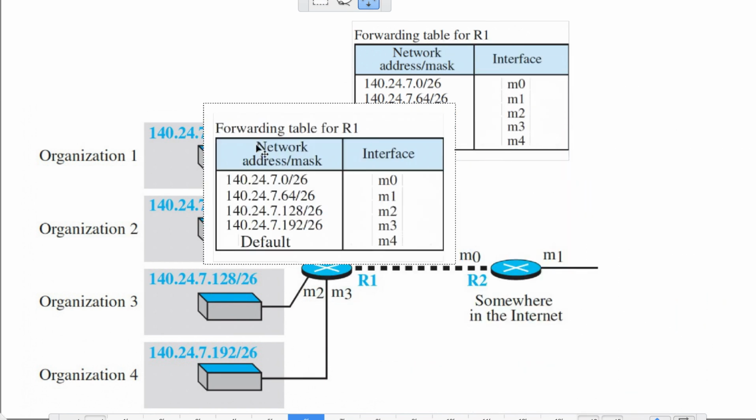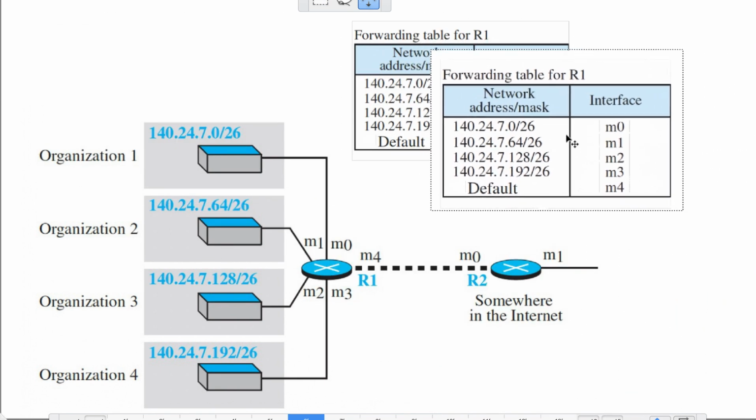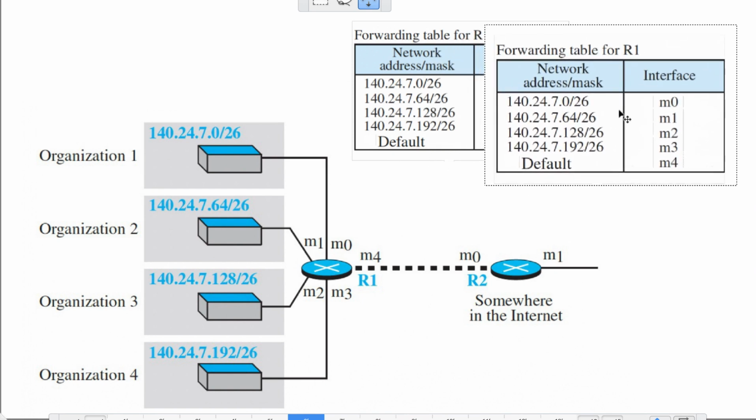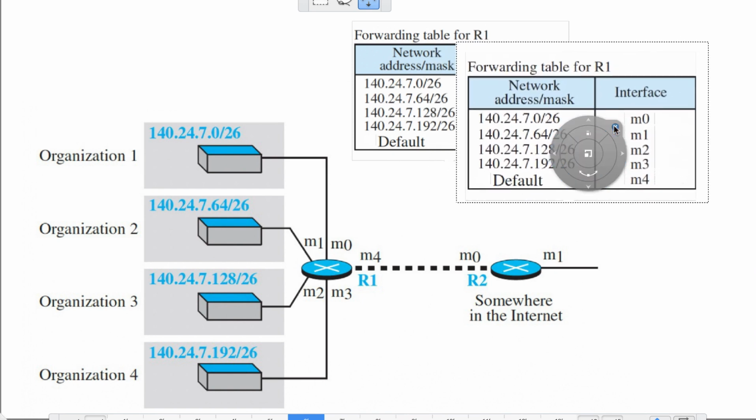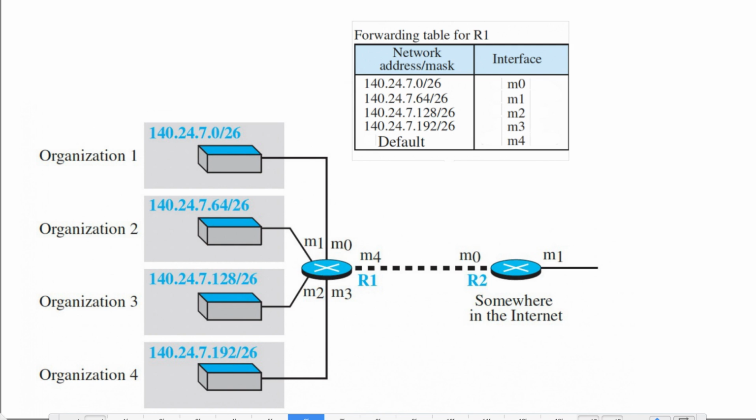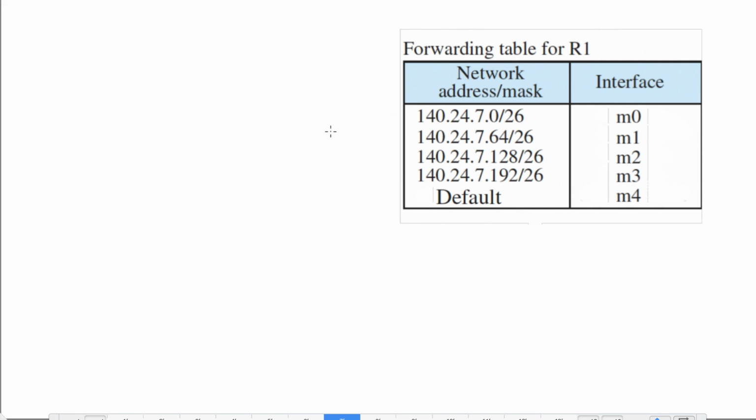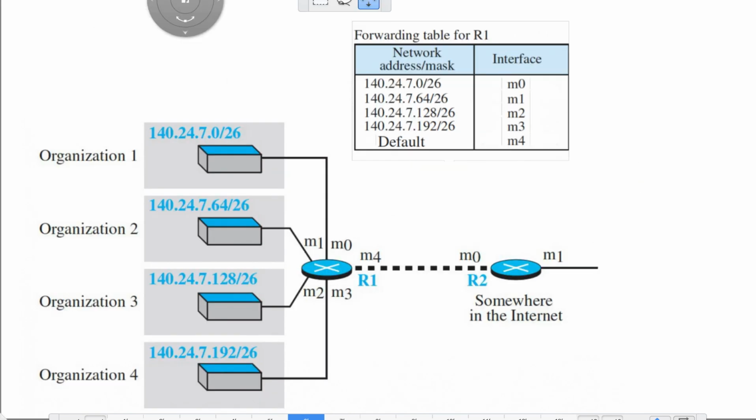I don't know where to put it. Maybe let me put this in the next page. This is the routing table for, let's suppose, R2, not R1, and let me try to modify it a little bit. So there will be only two interfaces, M0 and M1. This is R2. Let me also copy this.